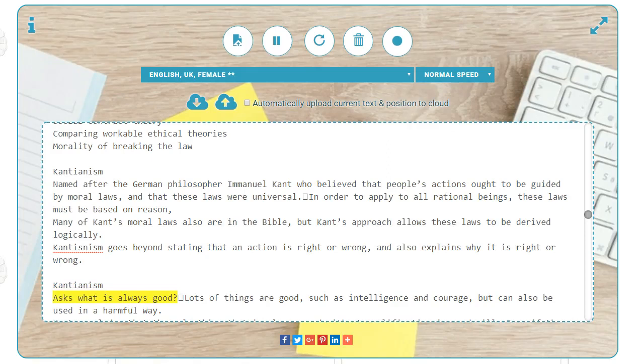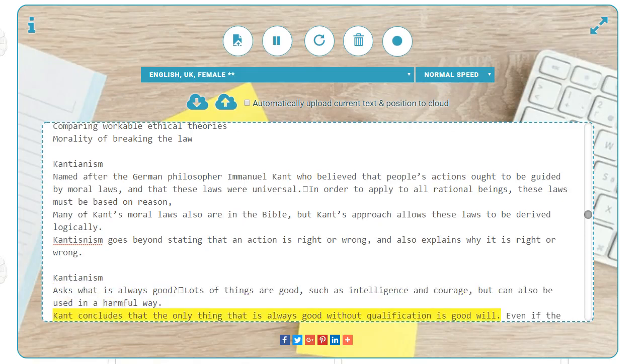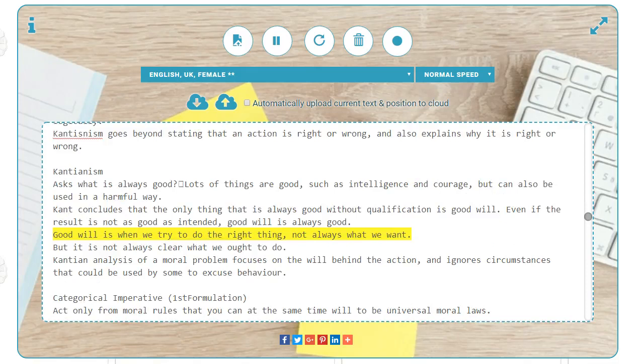Kantianism asks what is always good. Lots of things are good, such as intelligence and courage, but they can also be used in a harmful way. Kant concludes that the only thing that is always good without qualification is goodwill. Even if the result is not as good as intended, goodwill is always good. Goodwill is when we try to do the right thing, not always what we want. But it is not always clear what we ought to do. Kantian analysis of a moral problem focuses on the will behind the action, and ignores circumstances that could be used by some to excuse behavior.